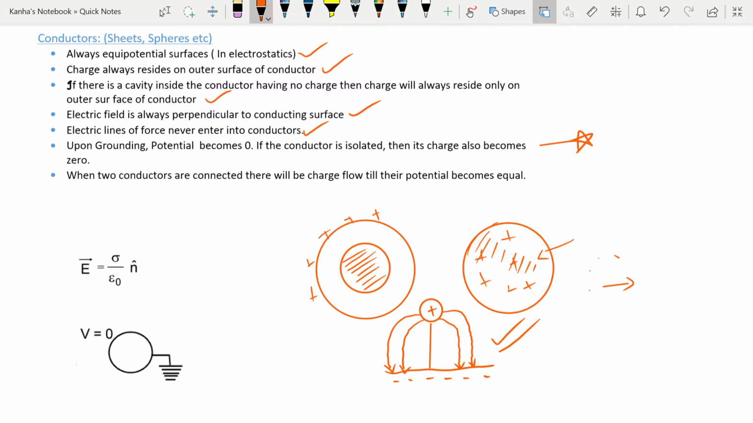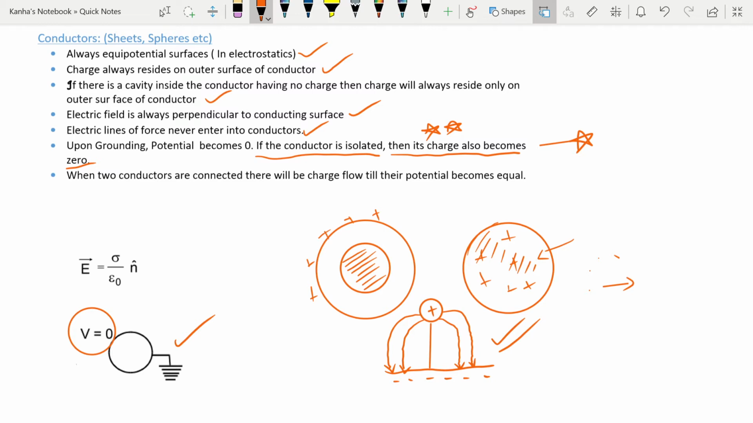So you should always note that upon grounding is when I connect my conductor to the ground like this. Upon grounding, the potential of the conductor becomes zero. If the conductor is isolated, then its charge also becomes zero. So only if the conductor is isolated will the charge go to zero or flow down.